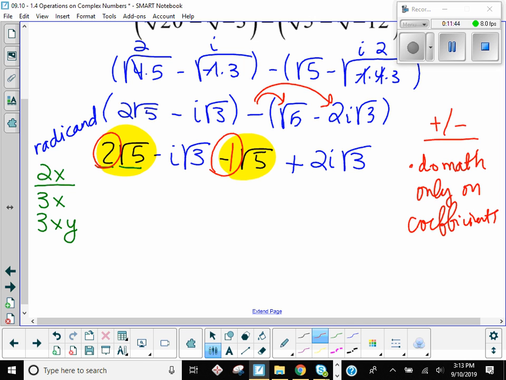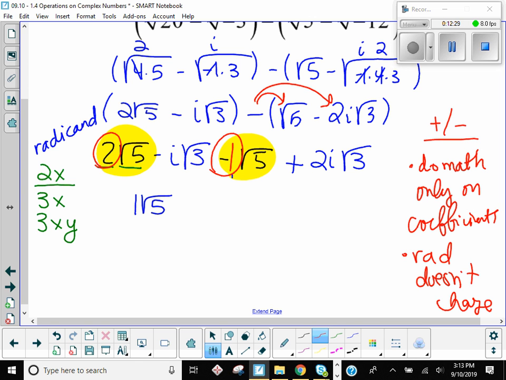So in this case, when I'm looking at the radical 5s, I would say I have 2 radical 5s here. I'm subtracting 1 radical 5. How many radical 5s do I have left? I have 2. I'm taking away 1. I have 1 radical 5 left. So I did the math only on the coefficient. The radical stays the same. It won't change for addition or subtraction. So for addition or subtraction, the rad doesn't change. For multiplication, it does, but not for add or subtract.